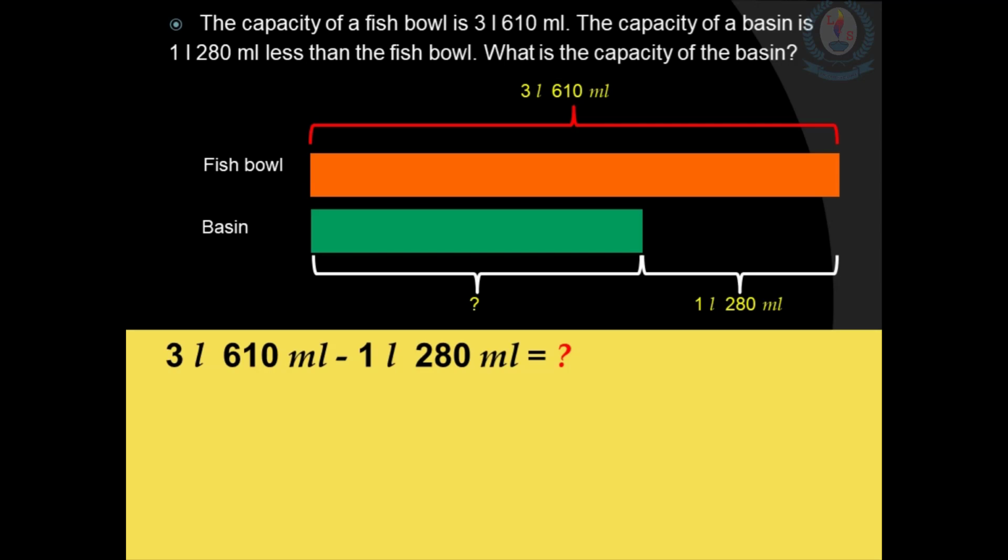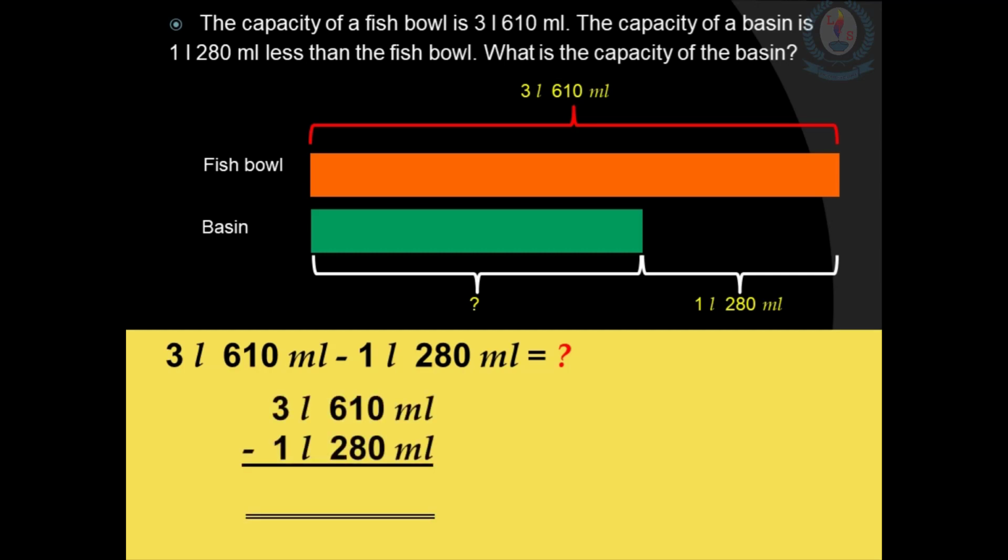From the capacity of the fish bowl, we have to subtract the lesser amount to find the capacity of the basin. Let's write the vertical sentence. First, let's subtract the milliliters, 330 milliliters, 2 liters. So we can say the capacity of the basin is 2 liters 330 milliliters.